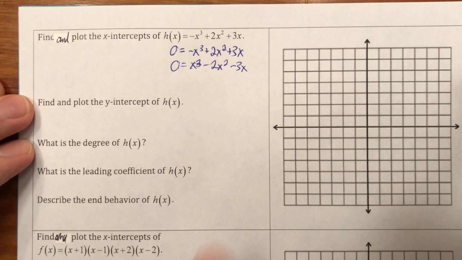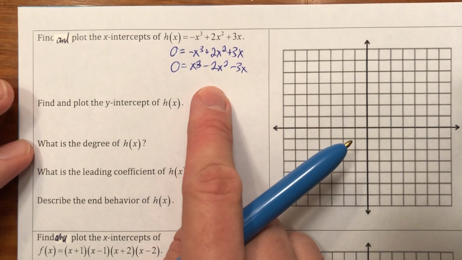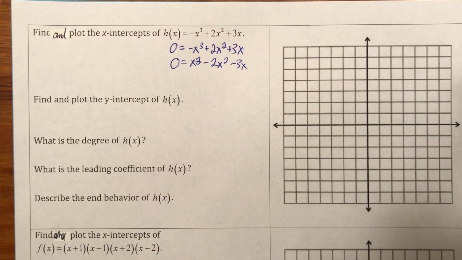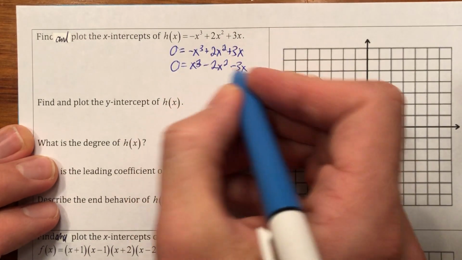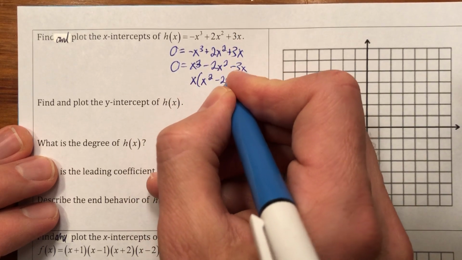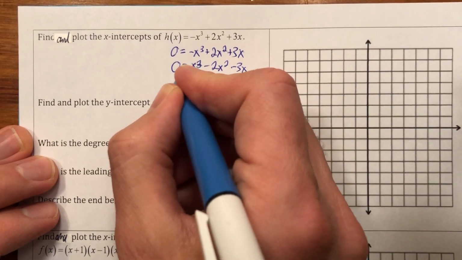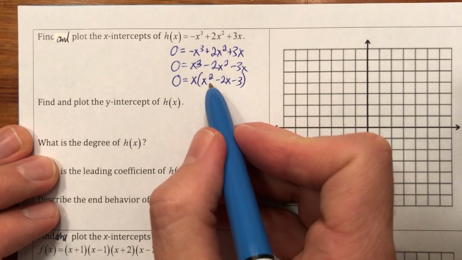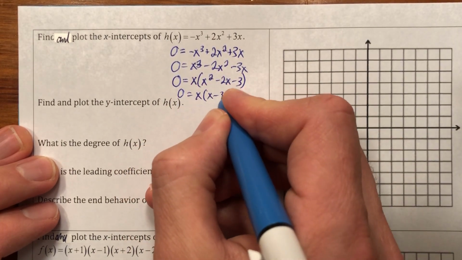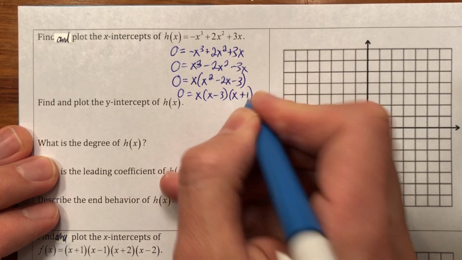I always look for a GCF first whenever I factor. And I didn't have one here, and I didn't have one here, maybe a -1 perhaps, but I didn't have anything of any significance. So here I do. I'm going to factor out an x. So now I have x squared minus 2x minus 3, and we can continue to factor this. So 0 equals x, x minus 3, x plus 1.